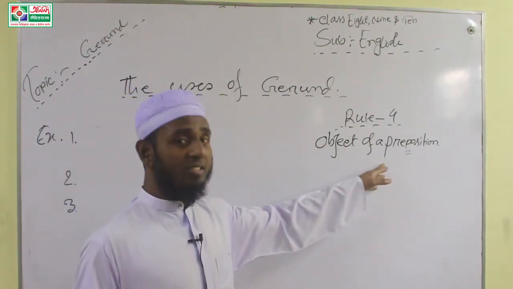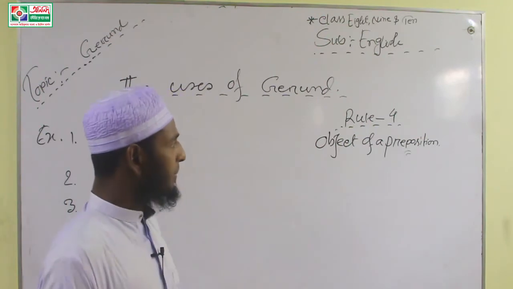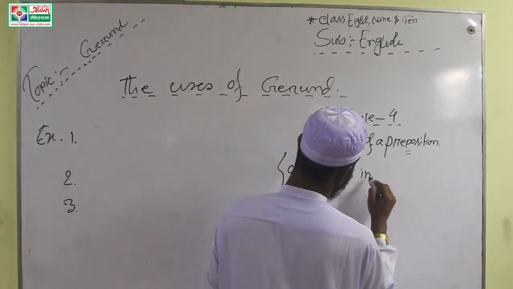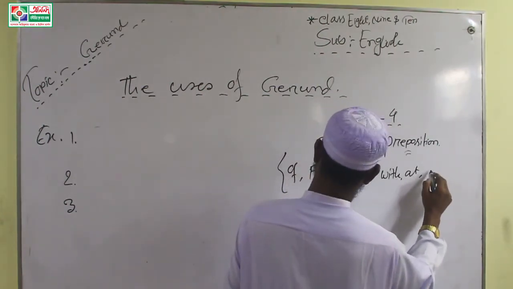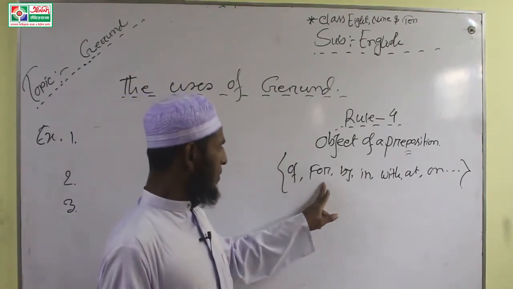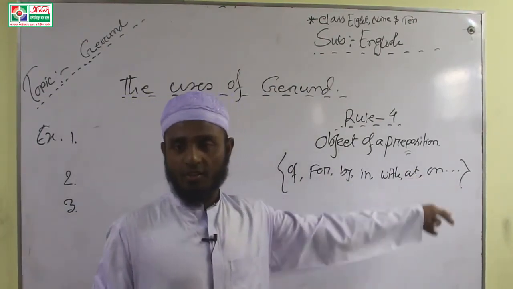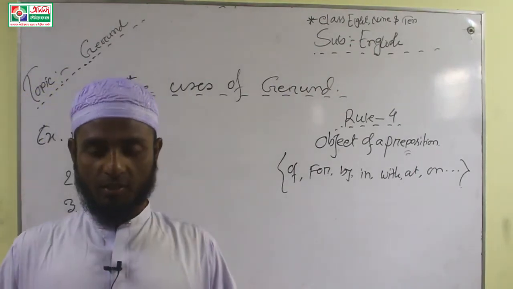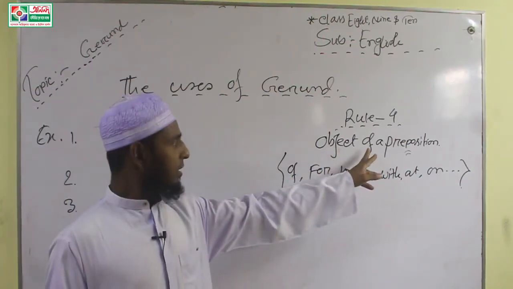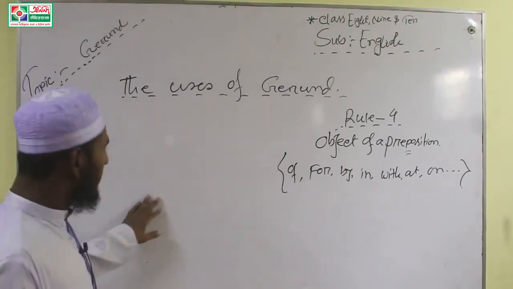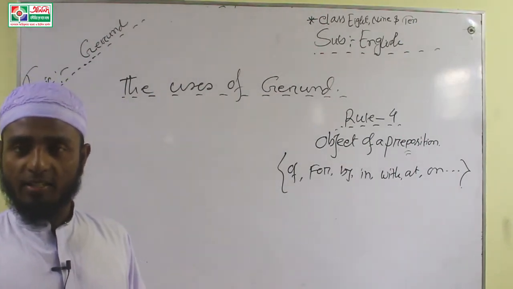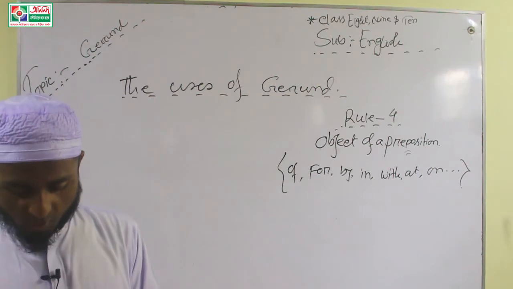what kind of words are called prepositions. Prepositions are of, for, by, in, with, at, on, and etc. These are prepositions. A gerund will act as the object of a preposition in the sentence. So let's see examples. A gerund will act as an object in the sentence, as an object of a preposition.